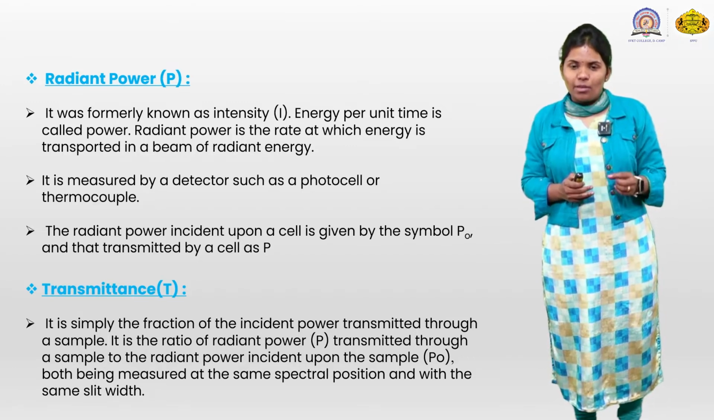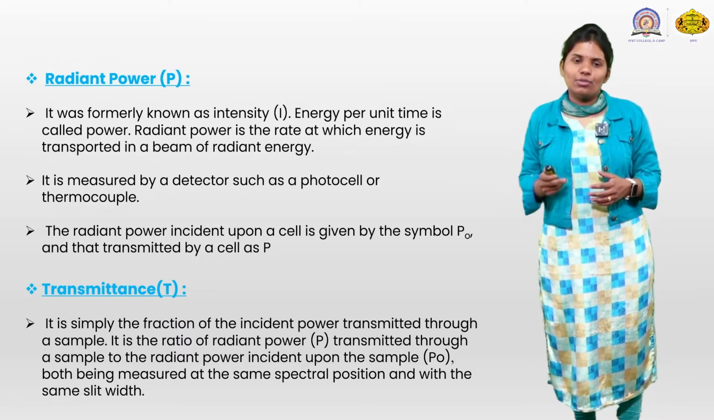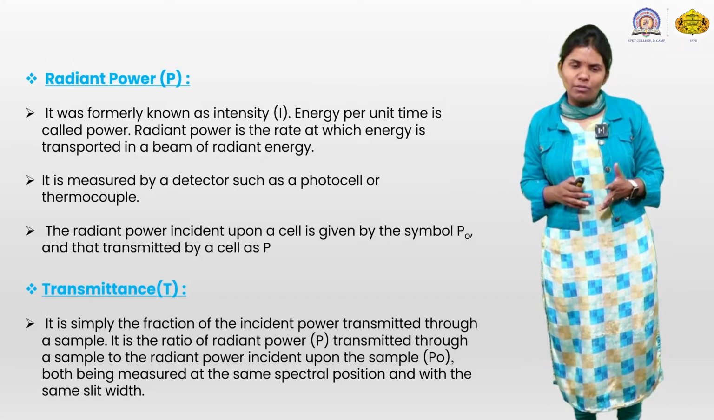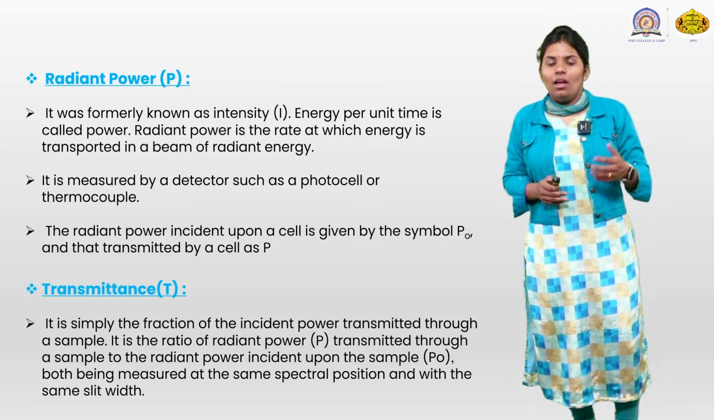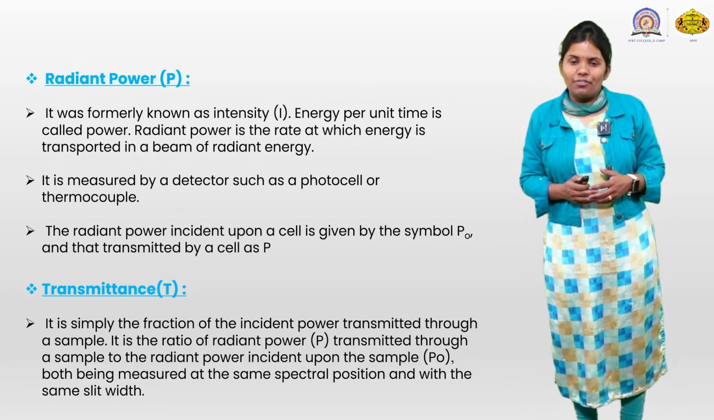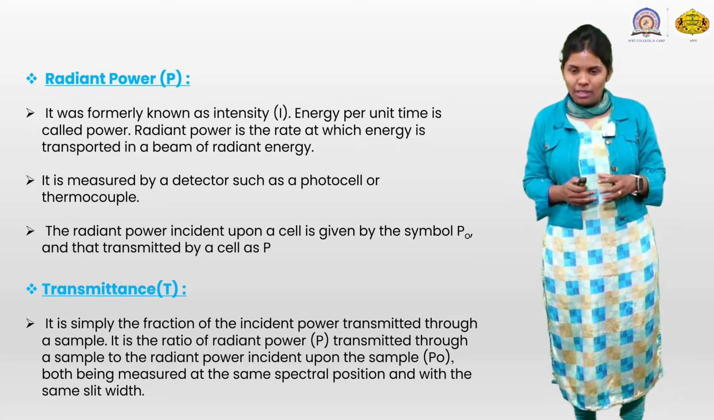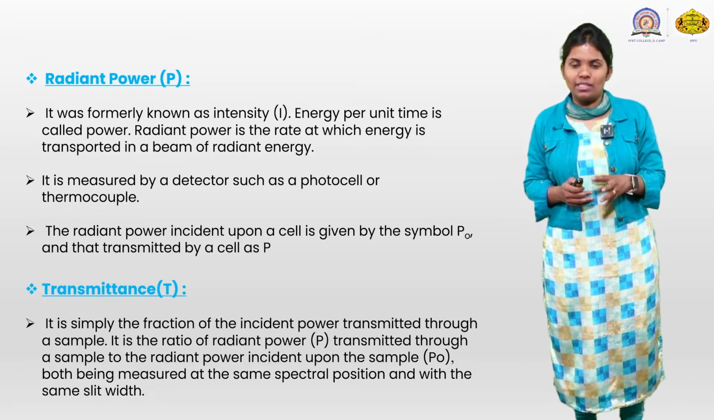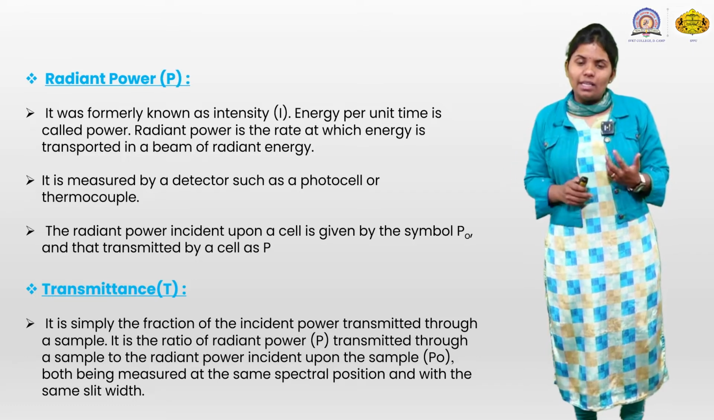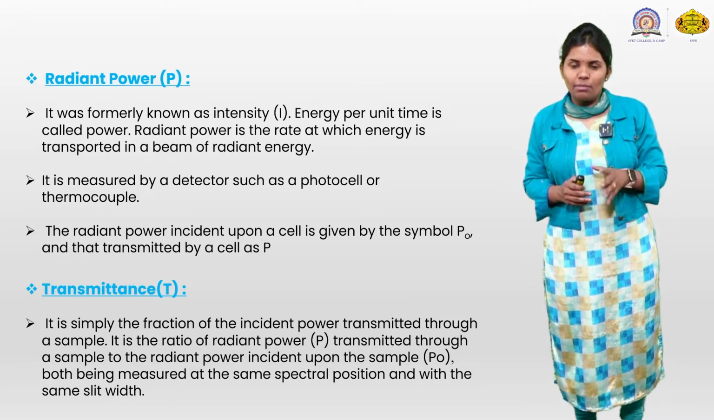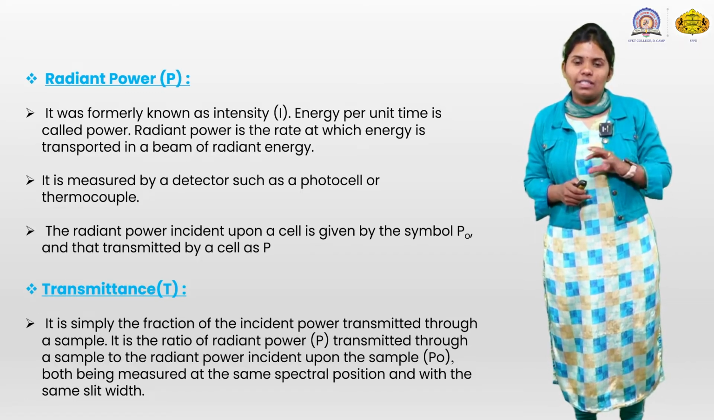The radiant power incident upon a cell is given by the symbol P0 and that transmitted by the cell is P. So if you want to calculate the radiant power of a particular cell, you can write P0 upon P. What is the transmittance? It is simply the fraction of incident power transmitted through a sample. It is the ratio of the radiant power P transmitted through a sample to the radiant power P0 incident upon the sample.